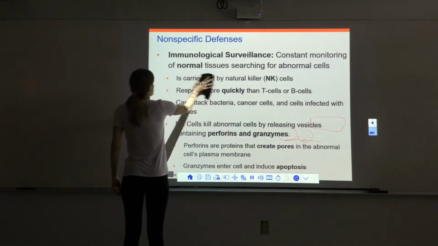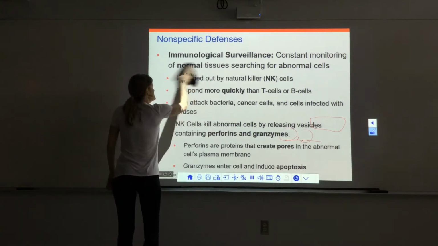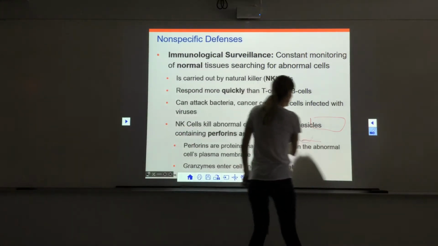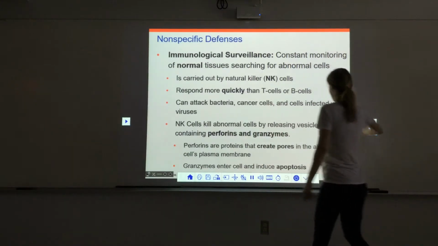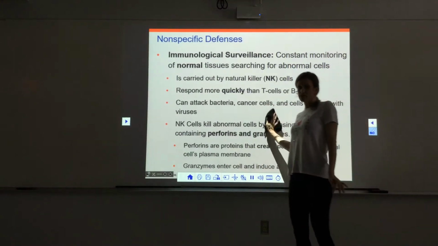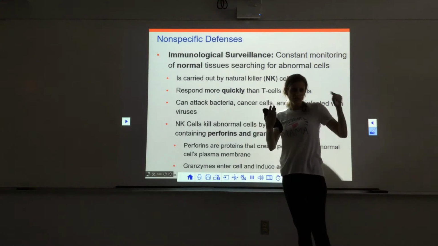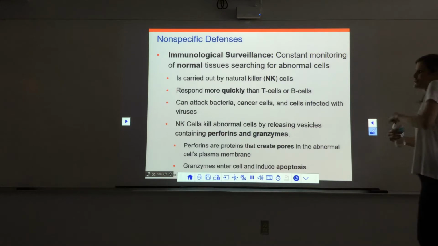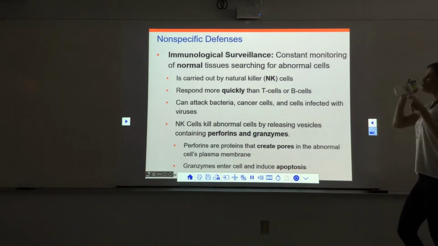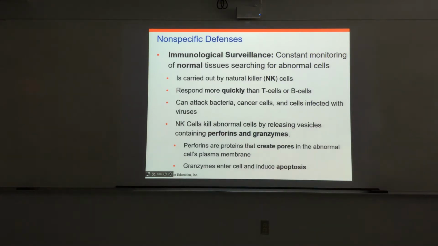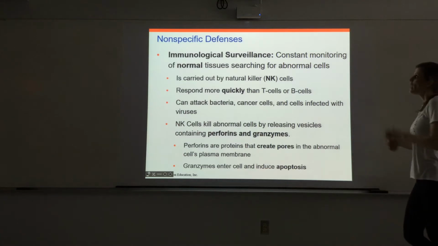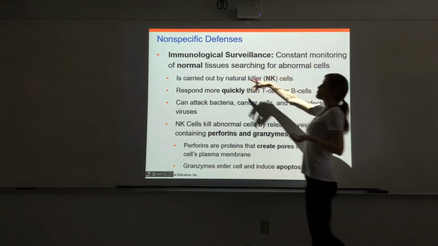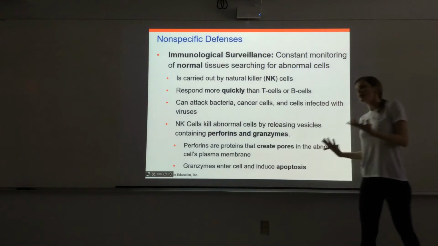So, immunological surveillance. This is where our NK cells come in. Our NK cells are lymphocytes. Most lymphocytes give us specific defense, right? Our B cells and our T cells are specific, adaptive defenses. NK cells are just different. Our NK cells are constantly roaming around the periphery, monitoring, looking for anything that's abnormal. And then when they see anything abnormal in the tissues, they'll try and destroy it.